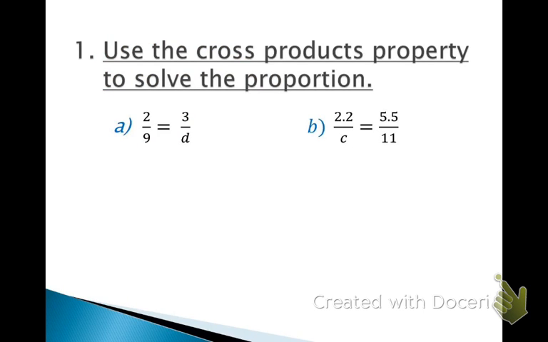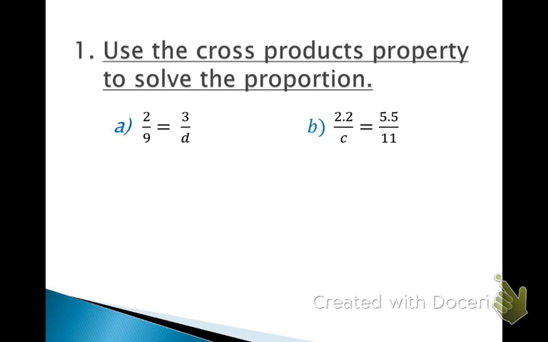Number 1 says, use the cross products property to solve the proportion. On your quiz that you're going to have on Wednesday, the whole thing is only going to be about proportions, and it's going to be figuring out which way you're going to use to solve the proportion. Last week I taught you about equivalent ratios. We also talked about algebra. Today we're talking about cross products. On the quiz, you're going to have to specifically use the method that I've asked you.